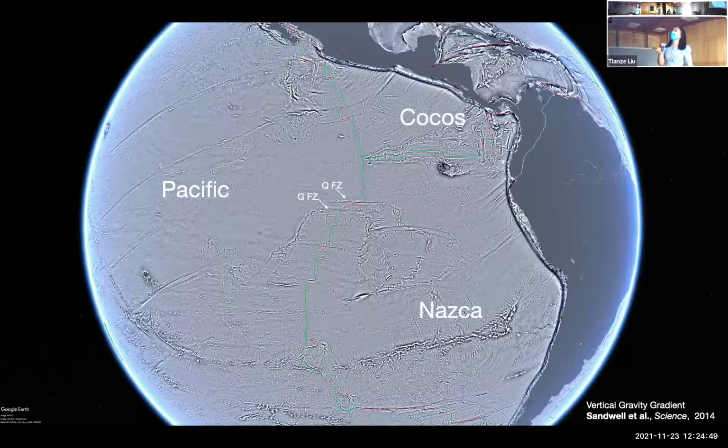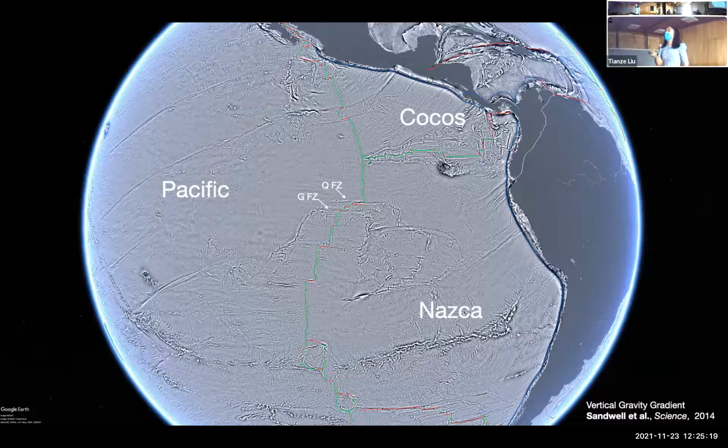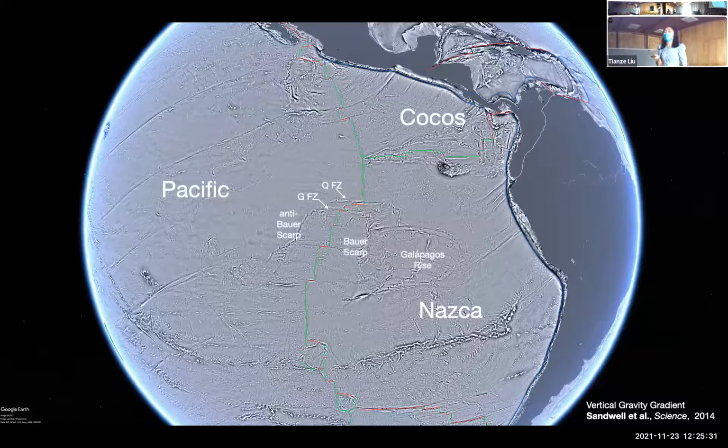And I label the Quebrada fracture zone and the Gofar fracture zone, also the major plate boundaries and the 3 large tectonic plates. When you look at the Quebrada and Gofar fracture zones, they're relatively short. They're not like the fracture zones to the north in the Pacific that extend halfway across the Pacific Ocean. So why is that? And also, south of these fracture zones, we see other features on the seafloor. They actually have names.